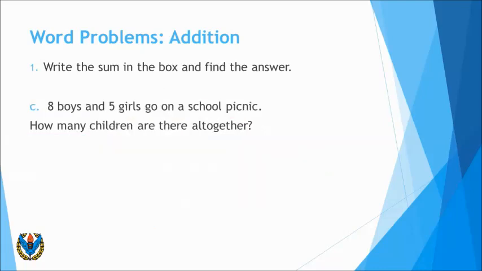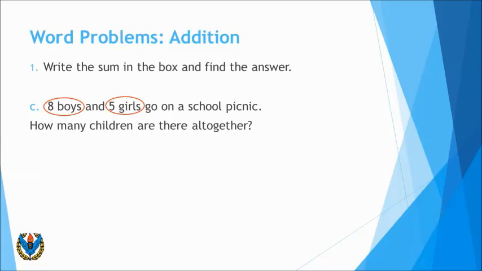Now let's do part C. The word problem is 8 boys and 5 girls go on a school picnic. How many children are there altogether? We have two numbers in this word problem. 8 boys and 5 girls. And you have to add them to tell the total number of children.